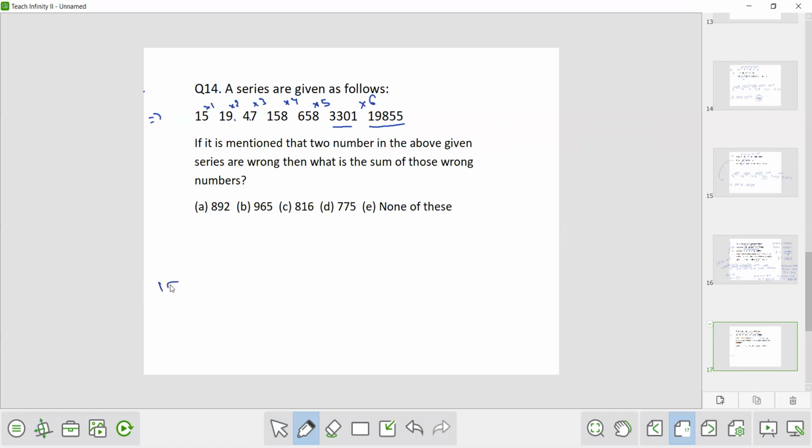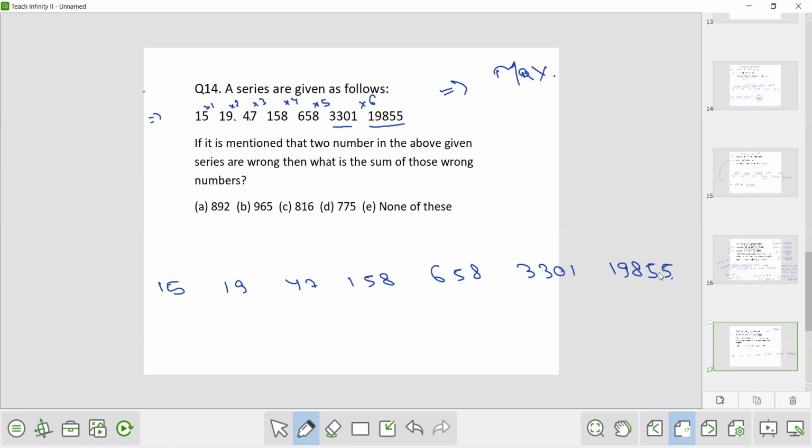Okay. Now we will identify which is wrong. We don't know which is wrong, but the slope is confirmed here that this slope will be on maximum slope, and this will follow this pattern into 1, into 2, into 3, like this. Something will get added over here. So 15 and 19, then 47, then 158, then 658, then 3301, and then 19,855.